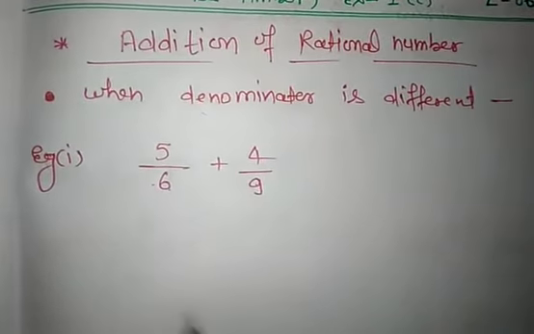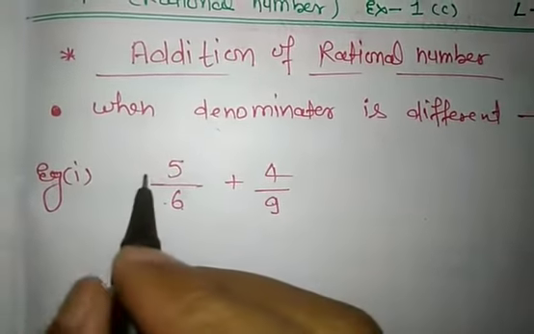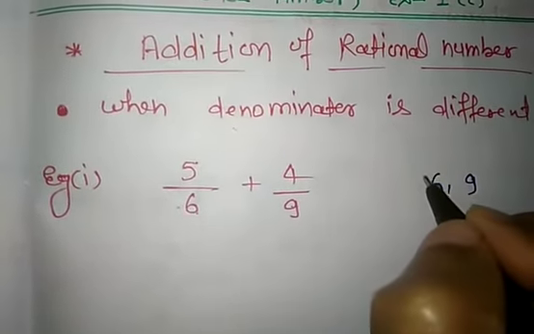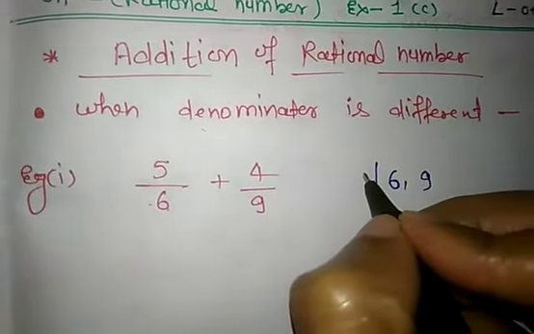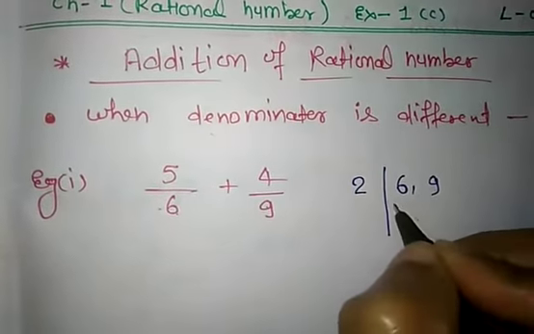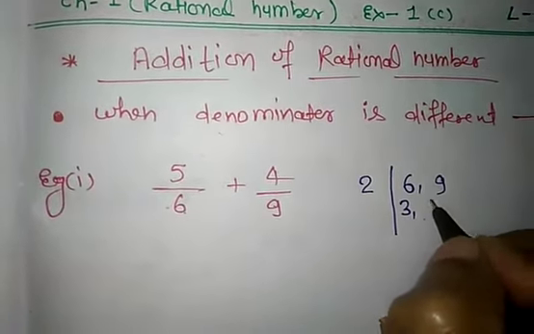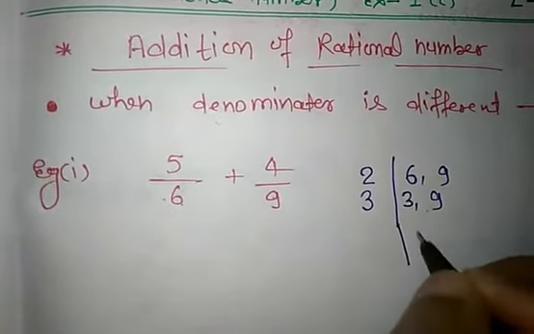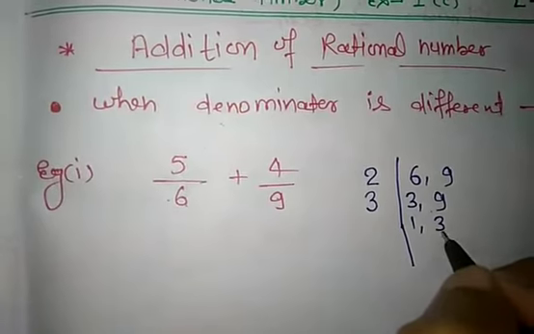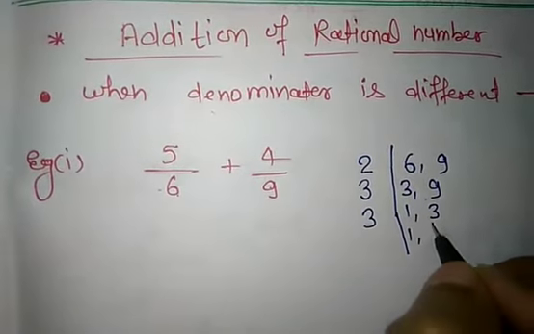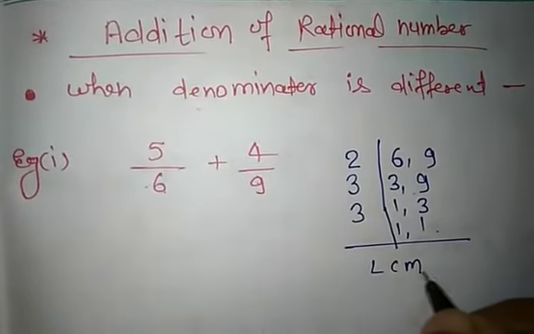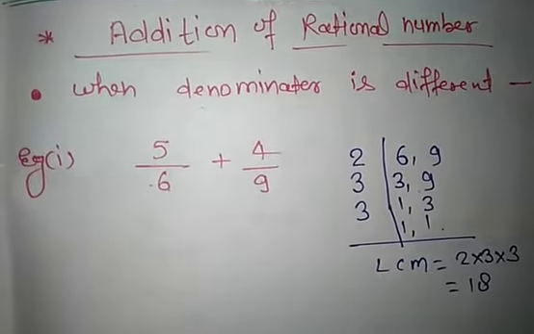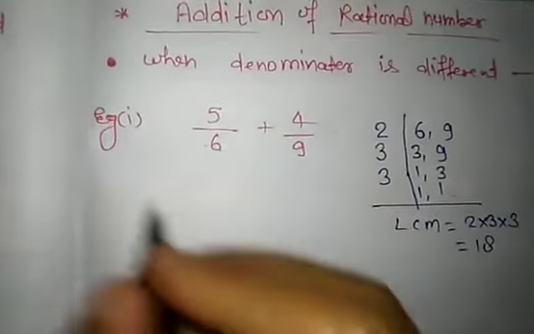For this solution, apply step first. In this first step, find their LCM. I hope you know how to find the LCM. 2, 3 is 6, 9. This can be divided by 3. 3 1 is 3, 3 3 is 9, 3 1 is 3. LCM is equal to 2 into 3 into 3. What do we get? 18. So 18 is your LCM.